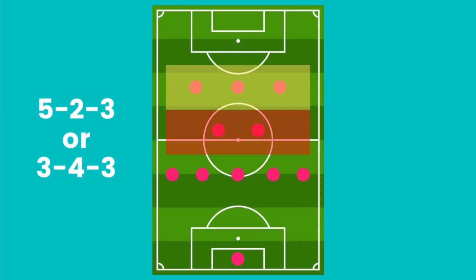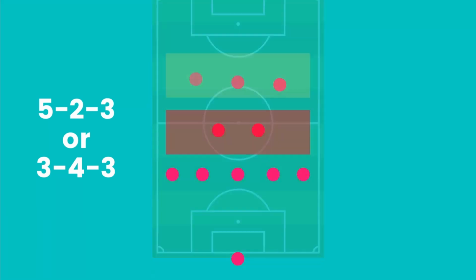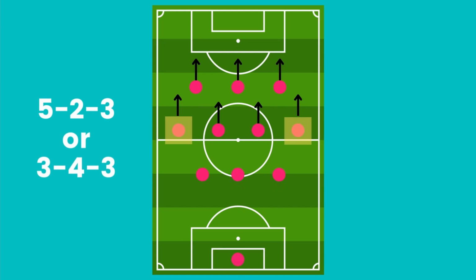5-2-3 or 3-4-3. The 5-2-3 offers the chance to disrupt the opponent with 3 strikers. However, the midfield is understaffed and vulnerable in this variant. Very few teams play a clear 5-2-3, but rather a 3-4-3. In this variant, the 2 fullbacks move into the midfield line. They fill up the midfield and protect the wings.